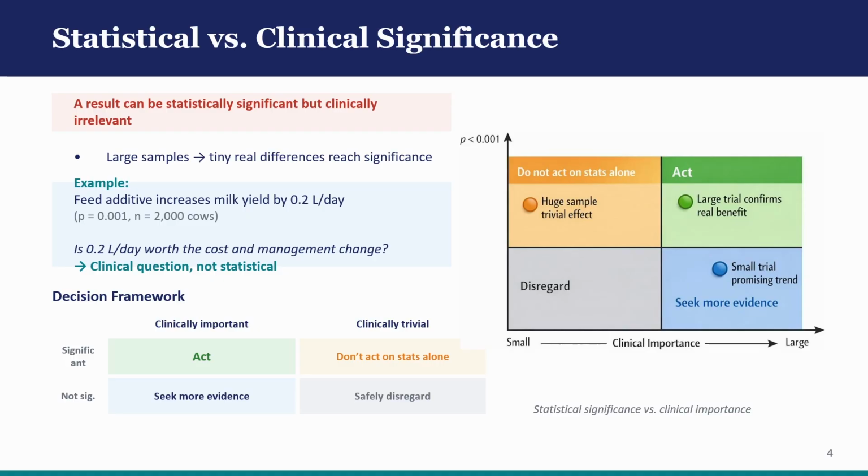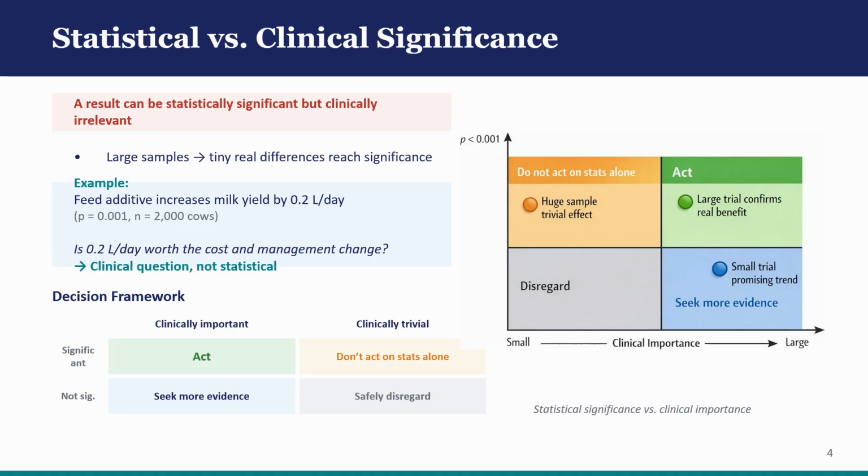That depends on additive cost, management burden, and whether 0.2 liters moves the dial on farm profitability. Statistics cannot answer that. Clinical and economic judgment must. Place every finding in one of the four quadrants. Top right, significant and important. Act. Top left, significant but trivial. Don't let a statistically significant finding drive a clinically unjustified change.